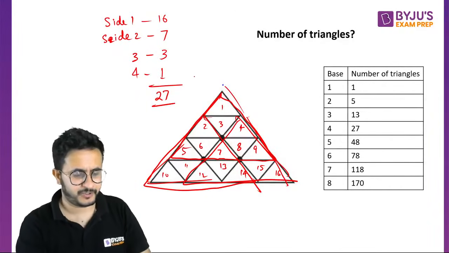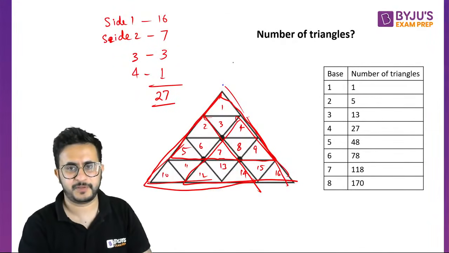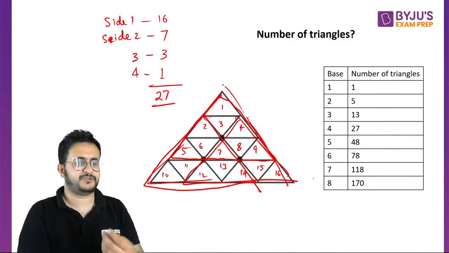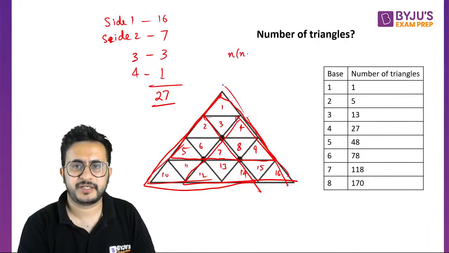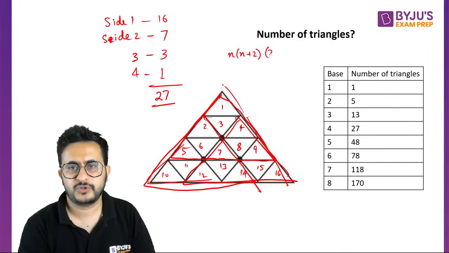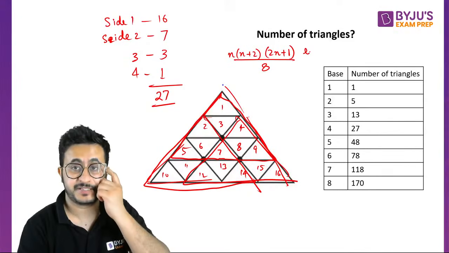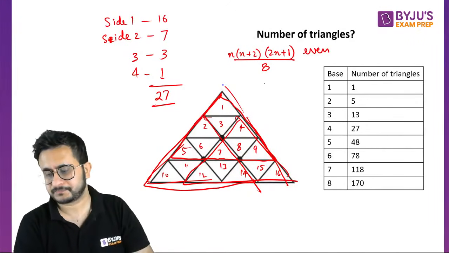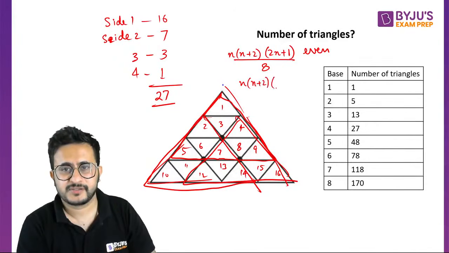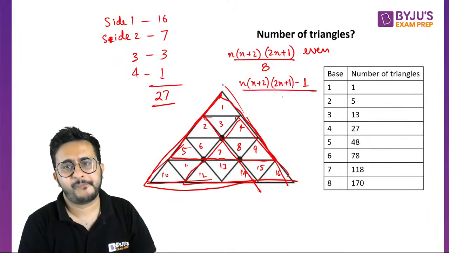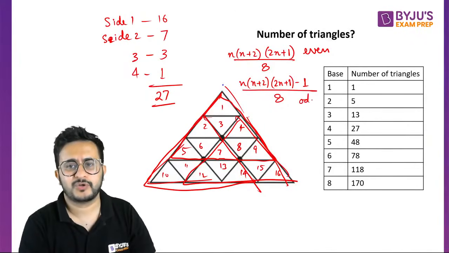So there's a formula for it. If you want to remember this formula, you can also just remember these values because they won't give beyond this. So the formula is n plus 2, 2n plus 1 upon 8 if it is even. And then if it is odd, if this is an odd number.